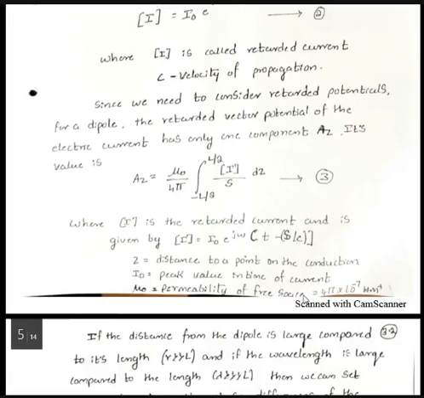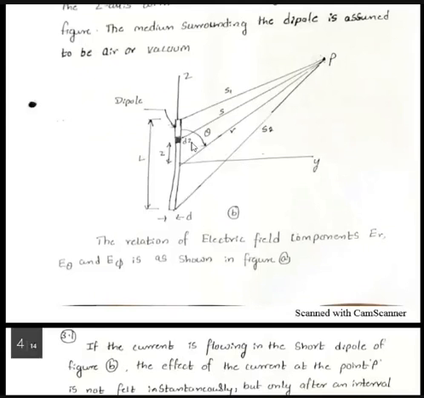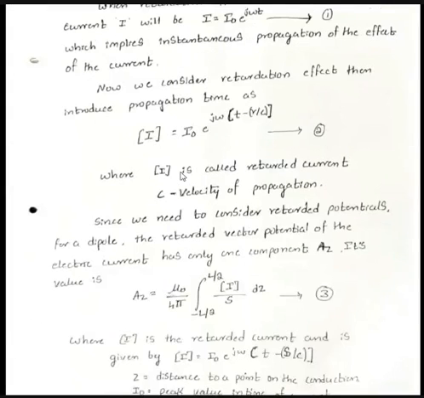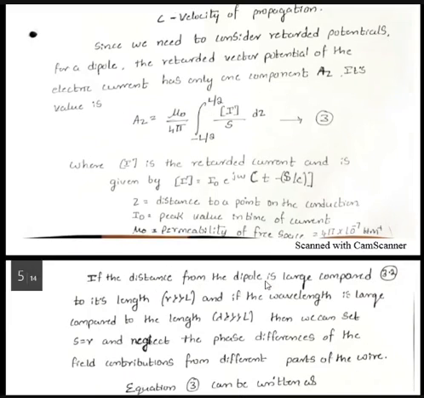Z is the distance to a point on the conductor, that is dz. I naught is the peak value in time of the current, and mu naught is the permeability of free space, that is 4 pi into 10 raised to minus 7 henry per meter.